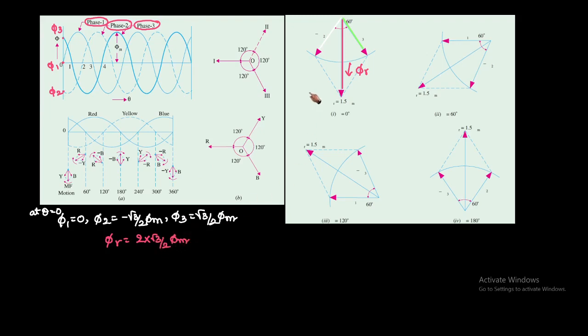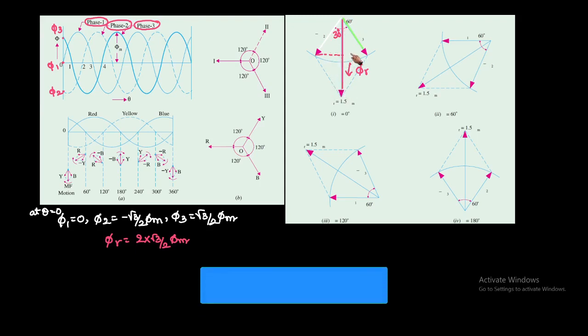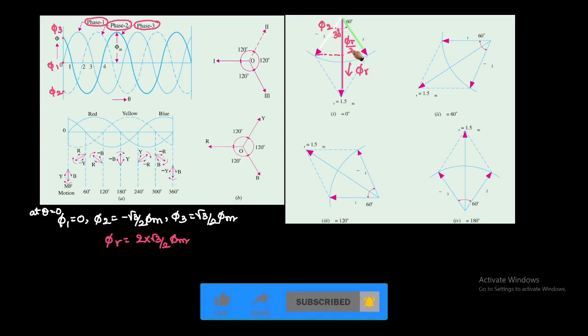Otherwise, you can take this triangle like this and draw a perpendicular, so you make the triangle, and this will become 30 degrees. Then you can calculate the total resultant. If you take this half, the resultant flux will be phi r by 2. This is phi 2, this is phi 2, so this is phi r by 2.